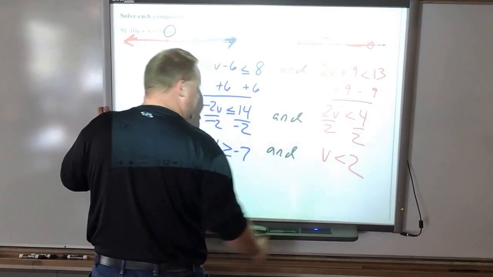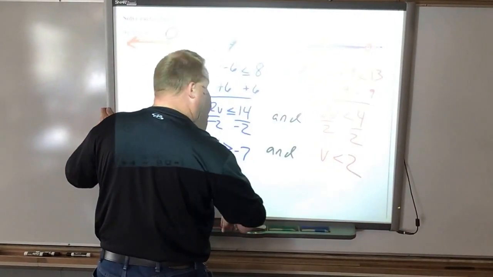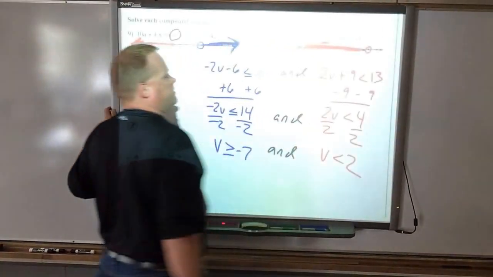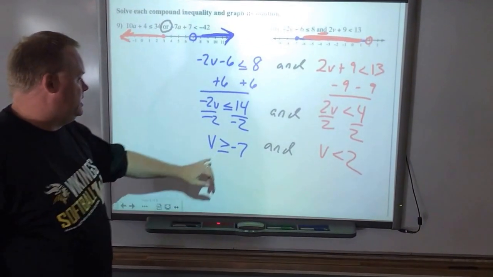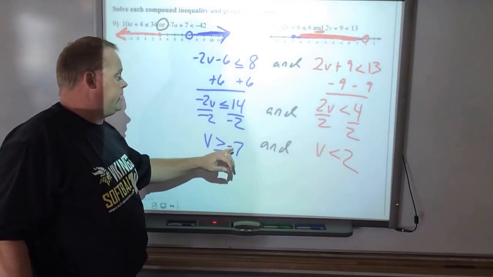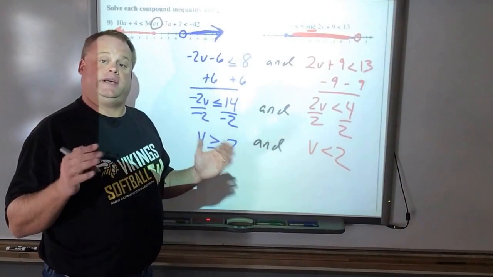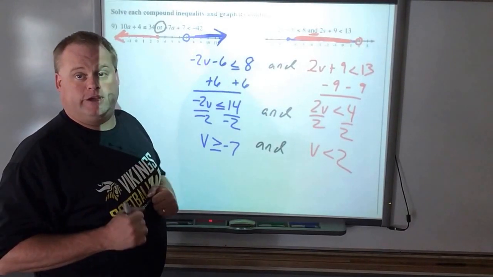Well, the idea is they're going to meet. So these go all the way in between. So there is an "and." The answer is v is greater than or equal to negative 7, and v is less than 2. And it basically means that every number between there would work to make this inequality a true statement.